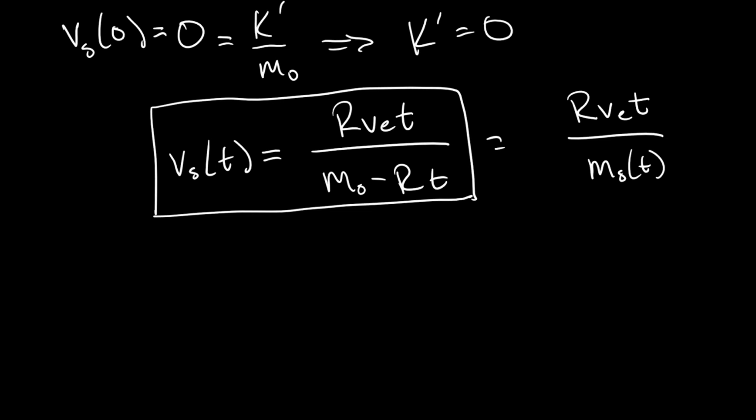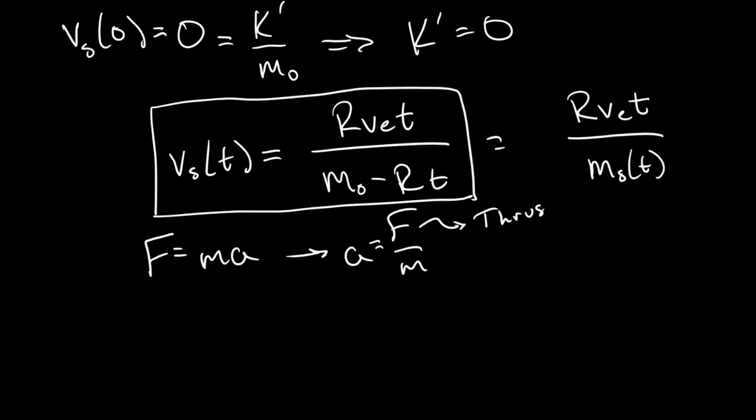The thrust from the rocket is always going to be the same, and we know from F equals ma, just rearranging, that a is equal to F over m. So the thrust, how hard the rocket pushes the exhaust out, never changes. But the mass gets smaller and smaller, so this drives the acceleration up, and our velocity increases at a faster and faster rate, which is exactly what we would expect.